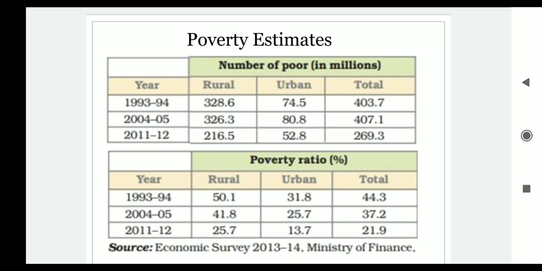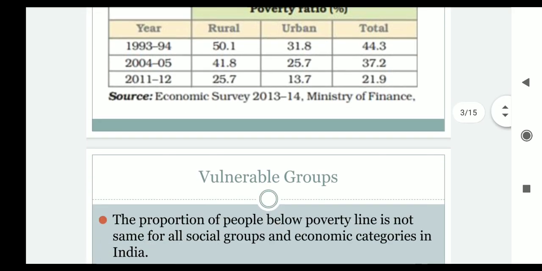Although the percentage of people living under poverty declined in the earlier two decades, 1973 to 1993, not shown here, the number of poor declined from 407.1 million in 2004-5 to 269.3 million in 2011-12, with an average annual decline of 2.2 percentage points during 2004-5 to 2011-12.